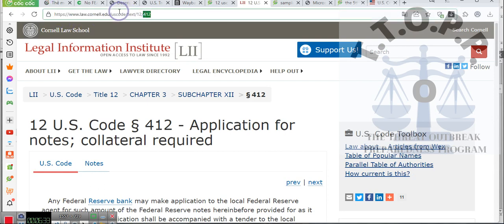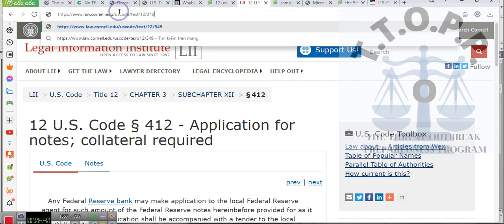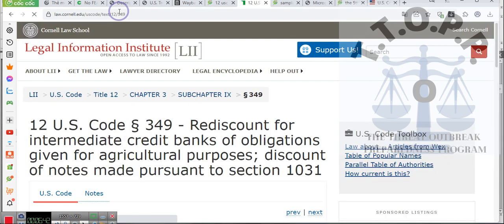Let's put in another code that we know, Title 12. Let's put in 349. I don't know if there's a 349. Oh, look at that. There is a 349. Rediscount for intermediate credit banks of obligations given agricultural purposes. Discount of notes made pursuant to Section 1031. But it's the very title that they're taking us.